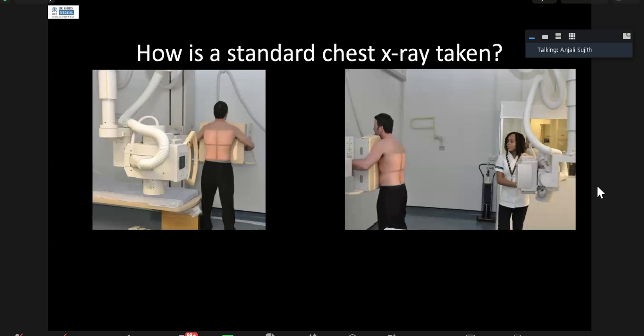So this is how a standard X-ray is taken. You can see here that this is the X-ray tube, and this is the patient. Now, the X-ray tube is at a fixed distance.